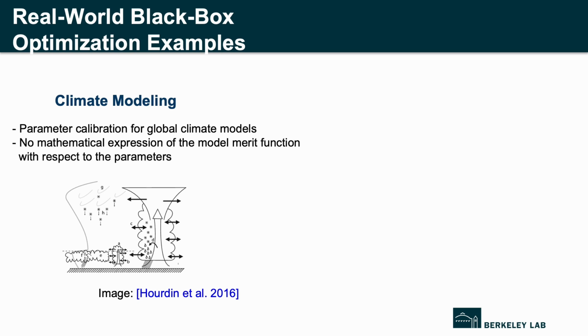The first one is about climate models. We know that general climate models are computer programs consisting of huge codes, and there are a lot of factors as inputs. So there is no mathematical expression of the model merit function with respect to the parameters, and the average weather covers a long period of time. So it's definitely an expensive black box optimization problem.